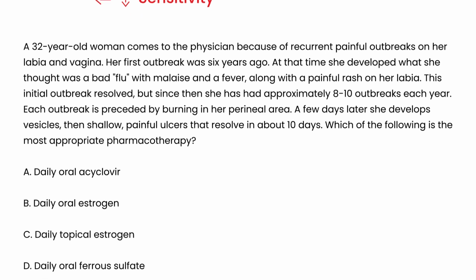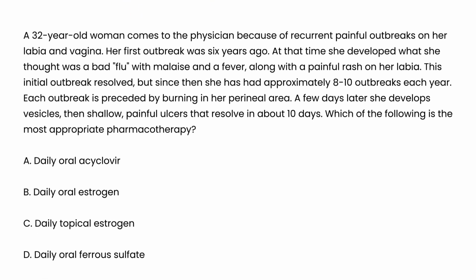Next question. A 32-year-old woman comes to the physician because of recurrent painful outbreaks on her labia and vagina. Her first outbreak was 6 years ago. At that time, she developed what she thought was a bad flu with malaise and fever, along with a painful rash on her labia. This initial outbreak resolved, but since then she has had approximately 8 to 10 outbreaks a year. Each outbreak is preceded by burning in her perineal area. A few days later, she develops vesicles, then shallow painful ulcers that resolve in about 10 days. Which of the following is the most appropriate pharmacotherapy?